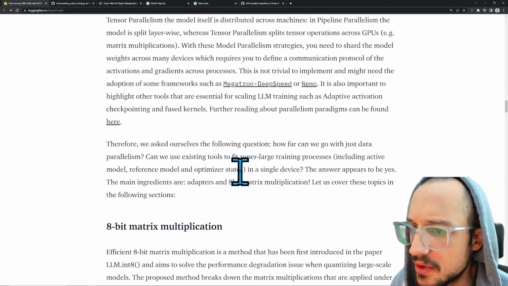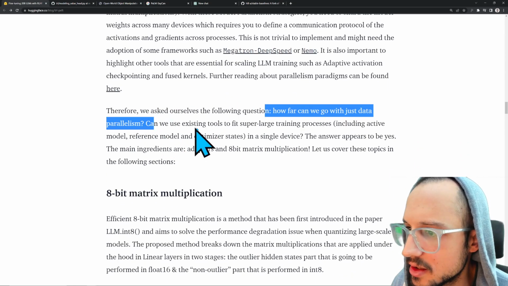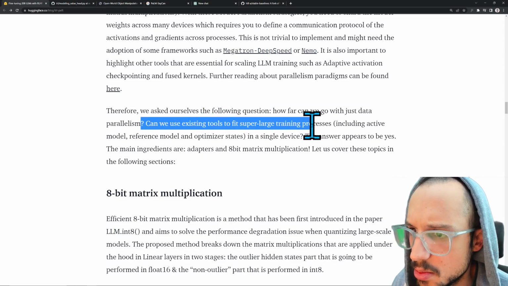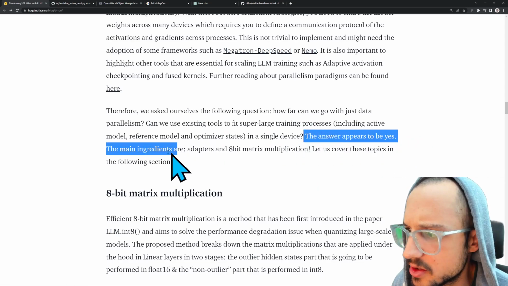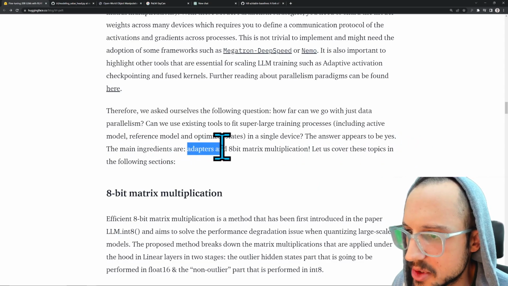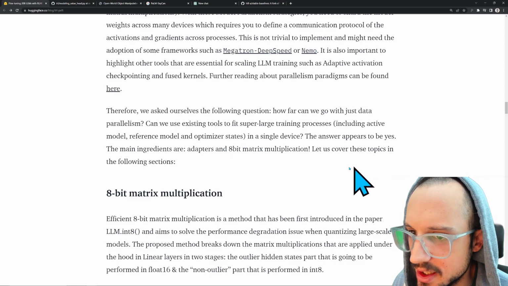Therefore, we ask ourselves the following question: how far can we go with just data parallelism? We use existing tools to fit super large training processes in a single device. The answer appears to be yes. The main ingredients are adapters and 8-bit matrix multiplication. Let us cover these topics.